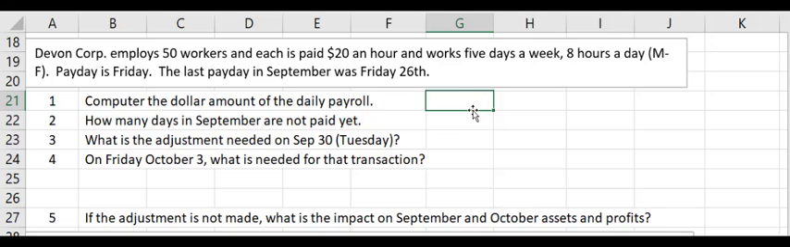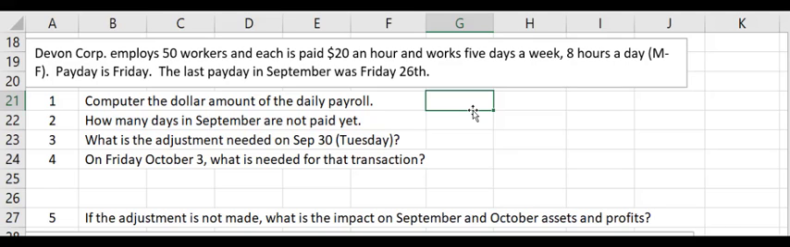Okay, let's work on salaries and wages expense, the adjusting entry and the details to get that ironed out. So Devon Corporation employs 50 workers. Each is paid $20 an hour and works 5 days a week, 8 hours a day, Monday through Friday. And they pay on Friday. Payday's Friday. The last payday in September was Friday the 26th.